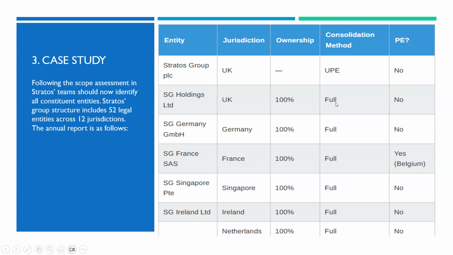SG Holdings Limited in UK is 100% owned by Stratos. We use the full consolidation method. It does not have any PE. Is it a constituent entity? Absolutely. What about Germany? Same, constituent entity or not? Yes.